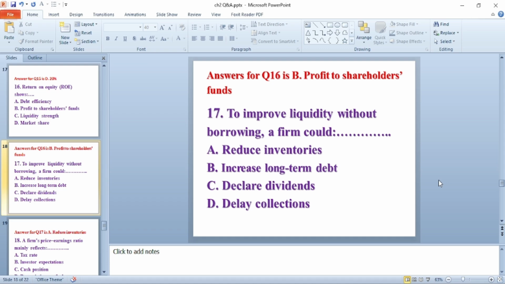Question number 17. To improve liquidity without borrowing, a firm could dash: A. Reduce inventory. B. Increase long-term debt. C. Declare dividends. D. Delay collections. The answer for this question is A. Reduce inventory.